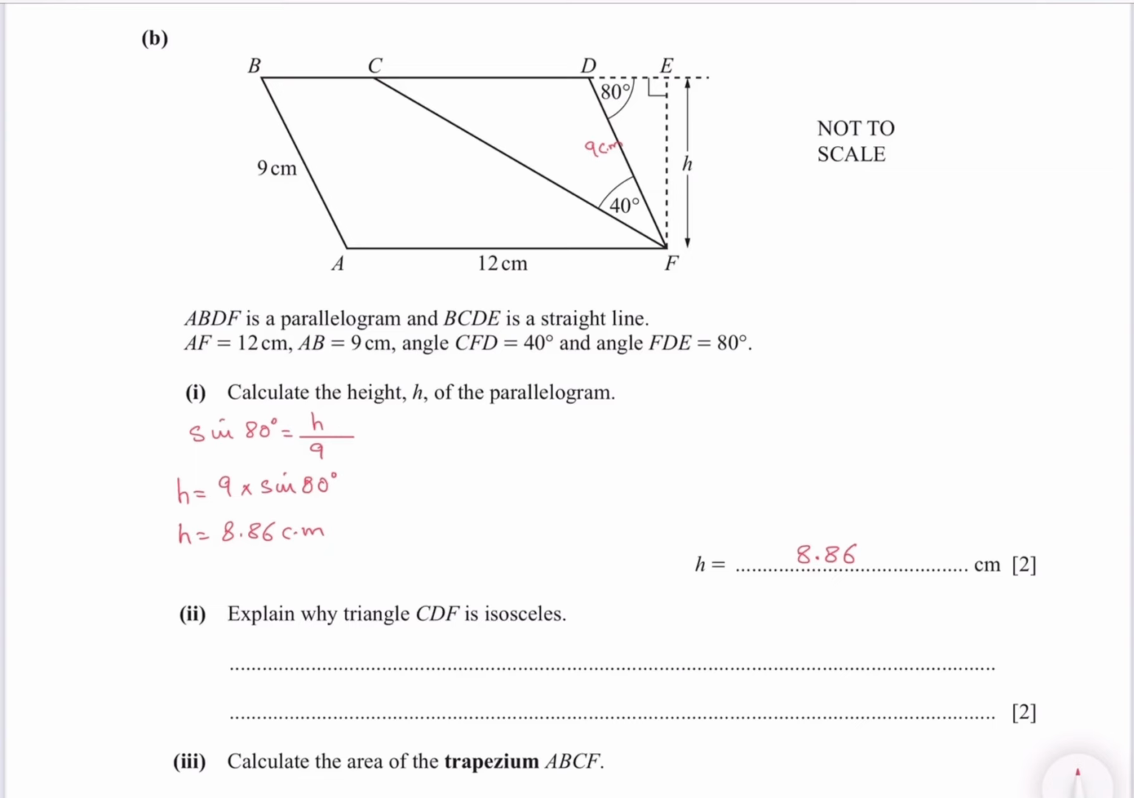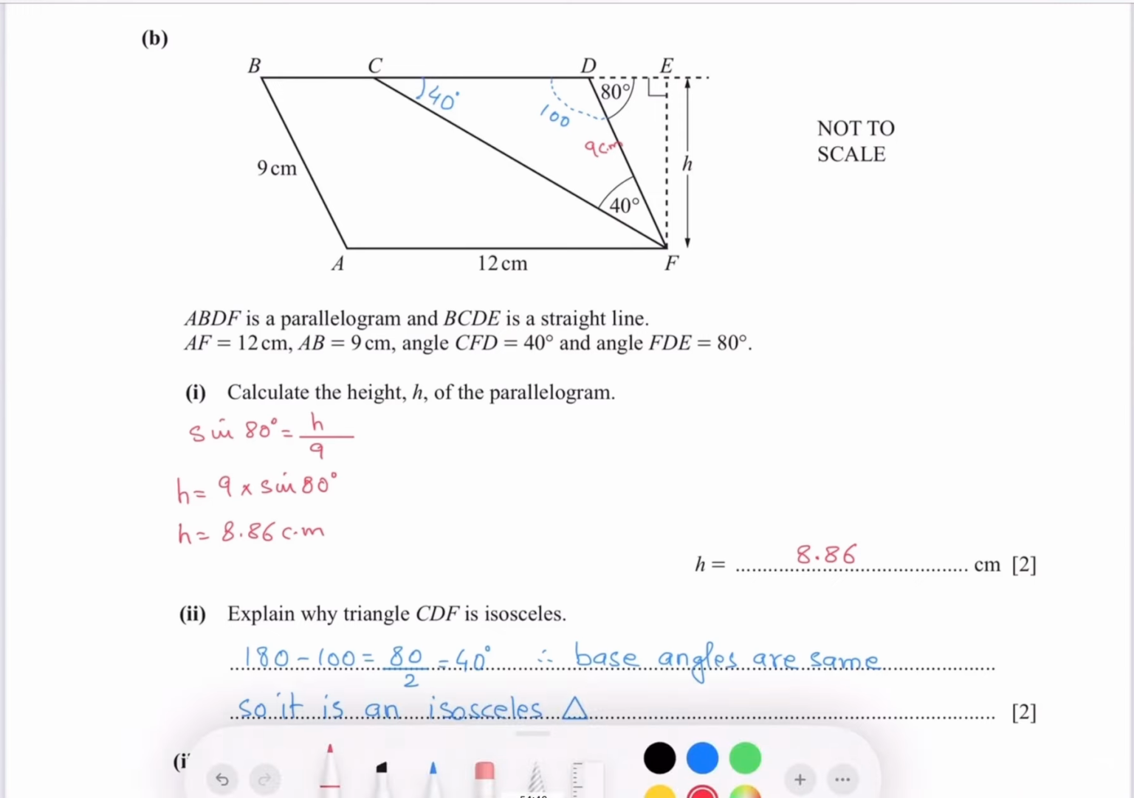Explain why triangle CDF is isosceles. So if you subtract 80 from 180, you can get the angle inside this triangle CDF, which is 100. Now you subtract 100 from 180, you get 80. Now divided by 2, you get 40. 40 is already there, so another 40 you have calculated. So it means the base angles are same, so it is an isosceles triangle.